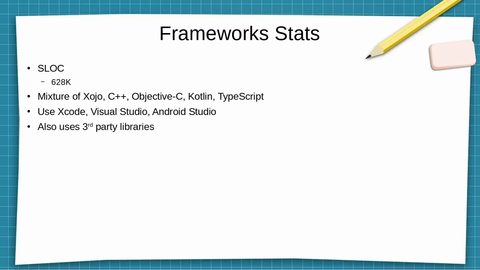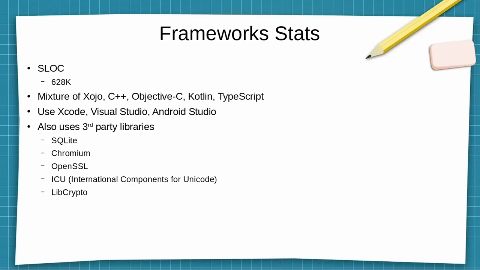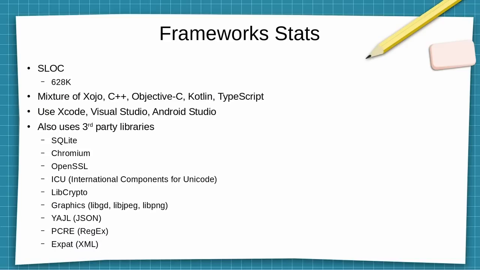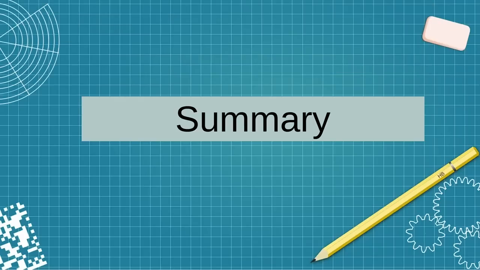And then, of course, the frameworks use a lot of third-party libraries so we can bring you features more quickly. Just to hit on a few of those, things like I mentioned at the beginning: SQLite, Chromium, OpenSSL, Unicode stuff, crypto stuff, graphics stuff, JSON, regex, and XML. A lot of those are pulling in libraries of some kind. Some might be pulled in as a plugin rather than a direct library. It varies how we've implemented it, but those are things that get used.